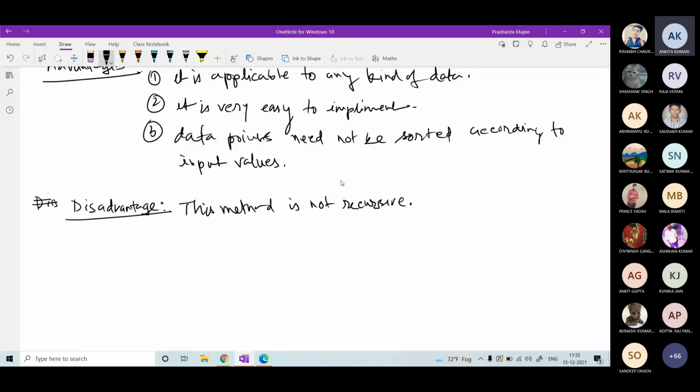So what we are planning to do is overcome this problem. We want to discuss a method which will be applicable to any kind of data, evenly spaced or unevenly spaced, it does not matter, and it has to be recursive. So for that purpose, we are going to study one more method, that is Newton's divided difference formula.